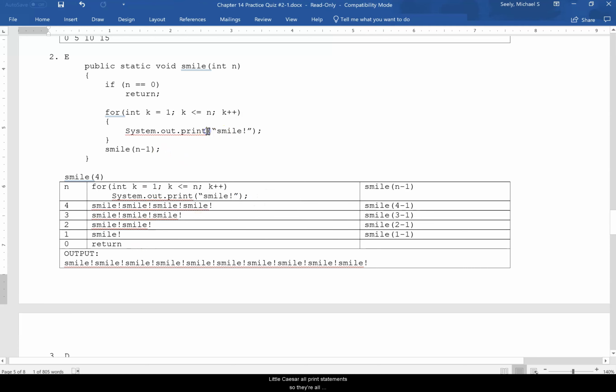Notice these are all print statements, so they're all going to be on the same line. 2 minus 1 is 1. 1 is not equal to 0. So K is 1. 1 is less than or equal to 1. It's true, so it prints smile 1 time. And then 1 minus 1 is 0. And if it's equal to 0, then we return. So it would have printed out that many times.